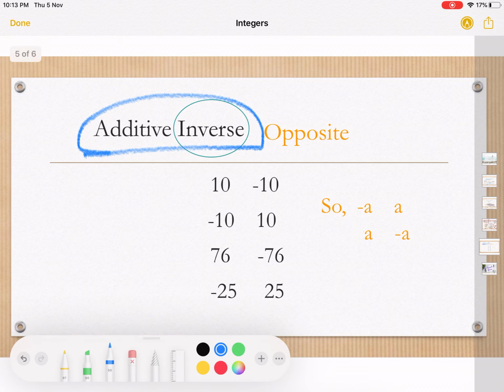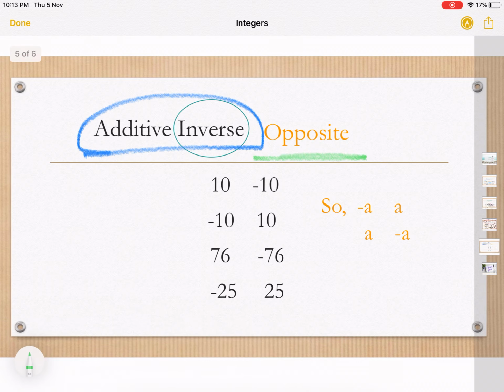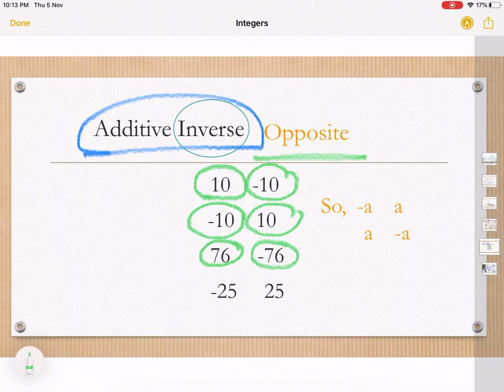Alright, now let's have one last topic in this video, which is additive inverse. Additive inverse is basically the opposite. So the opposite of 10 is minus 10. The opposite of minus 10 is 10. The opposite of 76 is minus 76. And the opposite of minus 25 is 25. So basically what you are doing is adding a negative sign or taking out the negative sign.